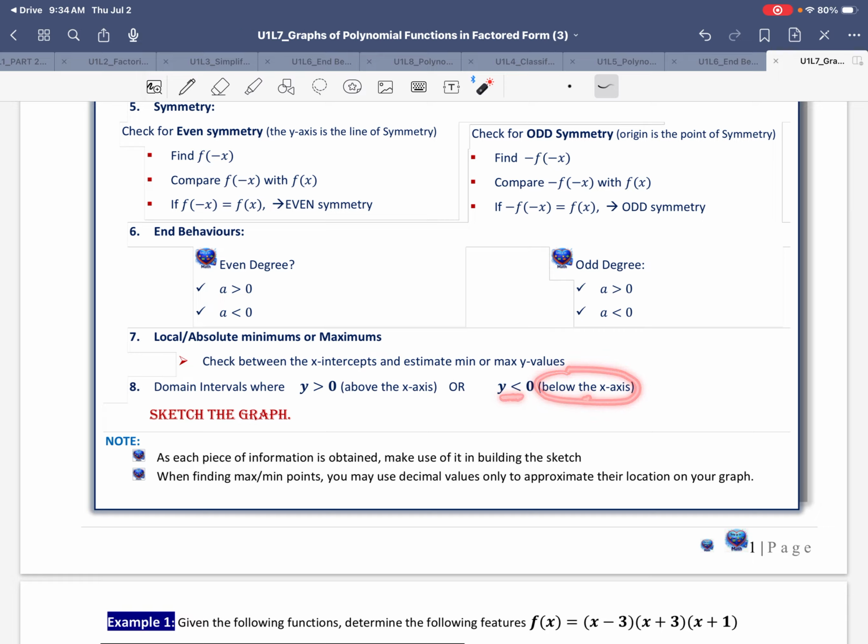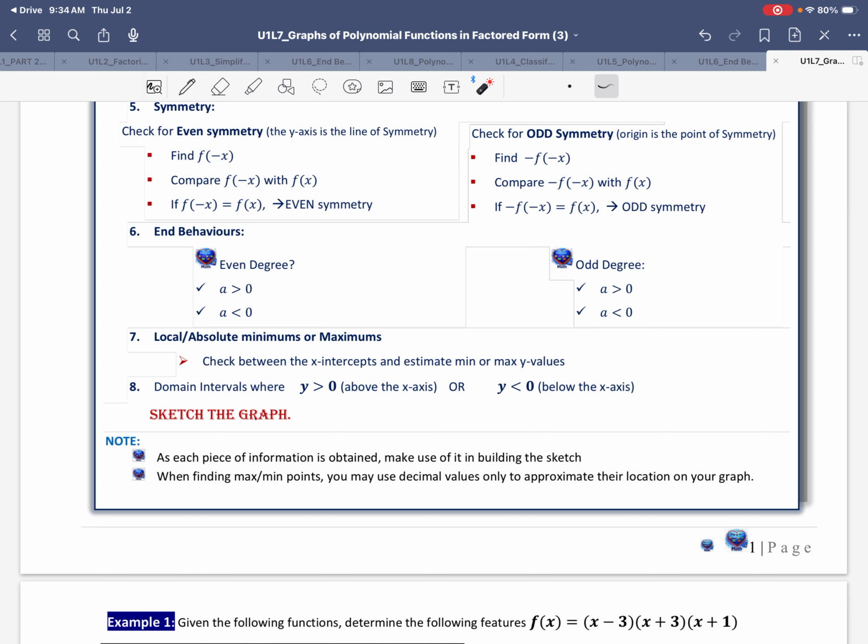Once we have completed all these steps, we'll have everything we need to draw an accurate sketch of the polynomial function. As you obtain each piece of information, don't wait until the end to start drawing the graph. Build your sketch as you go. Each new feature helps refine the graph, making the final sketch much easier and more accurate.